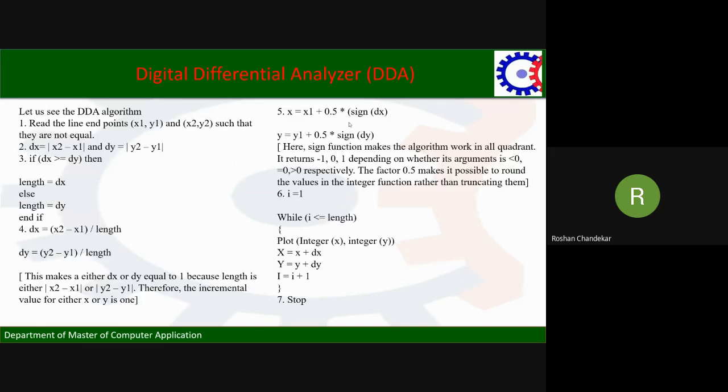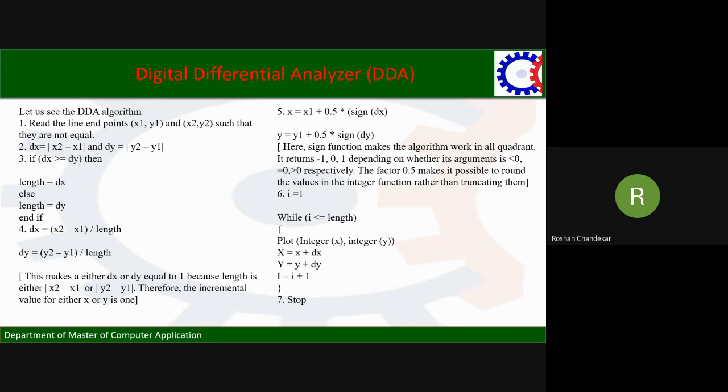So this is the algorithm. Now let's talk about the algorithm one by one, and that algorithm we have to convert into a practical. That algorithm we convert into a program, and we write a program to draw a line by using the DDA algorithm.